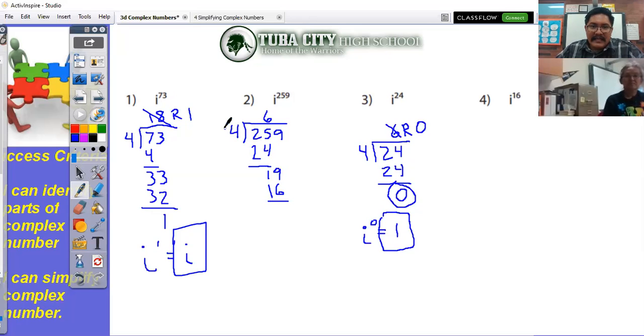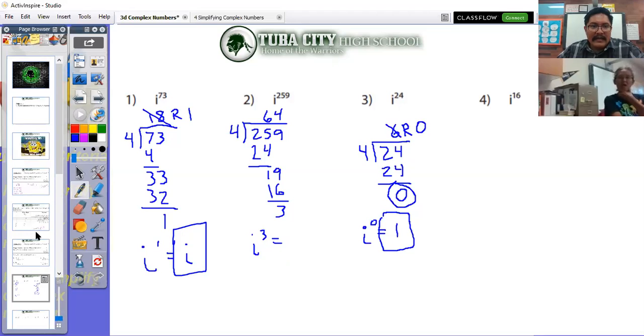So bring the 9 down. 4 goes into 19, in this case, 4 times. 4 times 4 is 16. And again, I'm checking for the remainder, because this remainder, since this 259 is the power, I take out 4, take out 4, take out 4, and I do that 64 times until I only have 3 left. From there, I can't take any more out because I don't have enough. So this becomes I to the 3rd power.